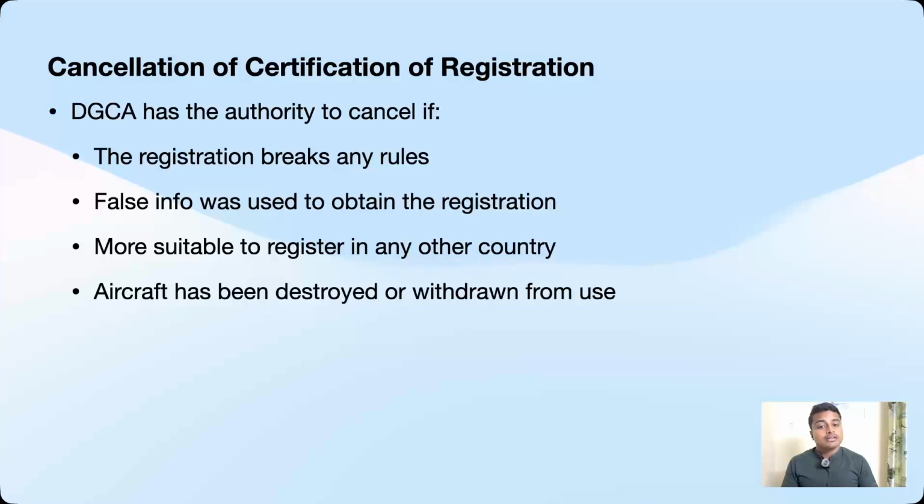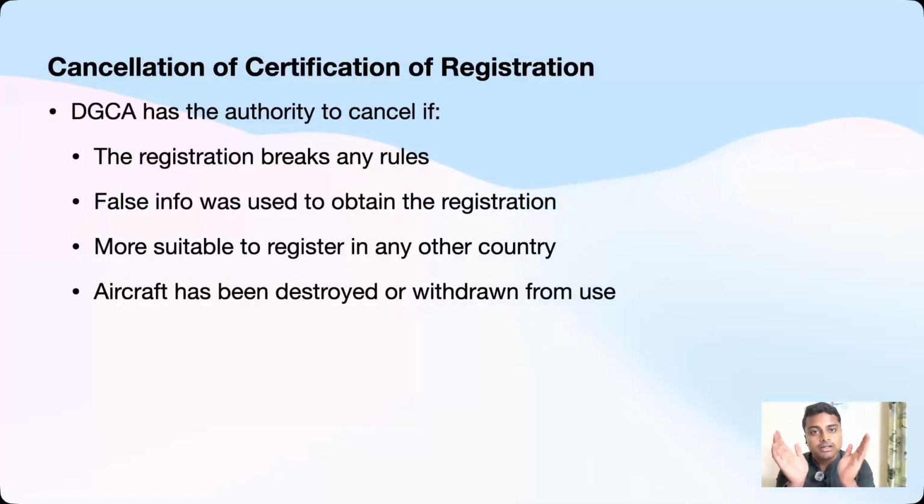DGCA can also cancel the aircraft's registration if keeping it registered in India is against the public interest. An example could be an aircraft registered in India as Victor Tango Alpha Bravo Charlie that is found to be regularly used for illegal charter operations, or is carrying passengers without the required permissions, or is repeatedly violating the safety regulations. So despite warnings, the operator continues the unsafe and illegal operations.